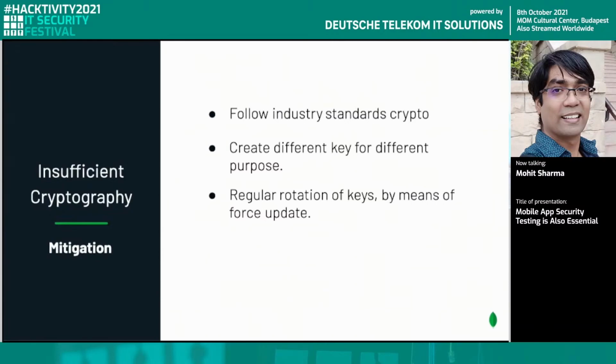Mitigation for this type of issue is to always use the latest industry standards when you're trying to encrypt or decrypt data. You shouldn't use unsafe crypto primitives like MD5, SHA1, Blowfish, ECB, etc. Always try to create different certificates and key pairs for different purposes. Don't try to use one for all. Try to rotate the keys and certificates if possible.